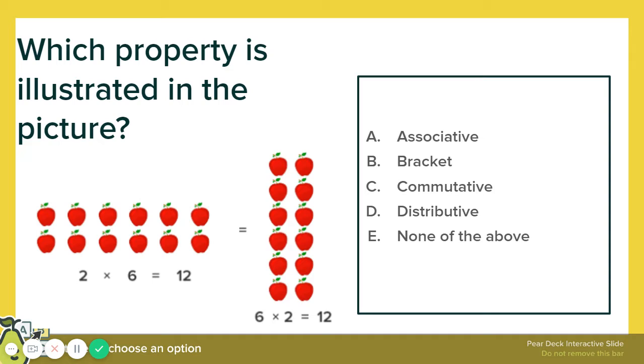If you pick commutative, C, you are correct, because the commutative property, if you remember, means that the order of the numbers does not change. So where I have 2 times 6 equals 12 on the left-hand side, 6 times 2 also equals 12 because of the commutative property.